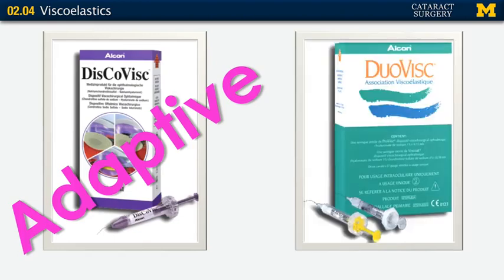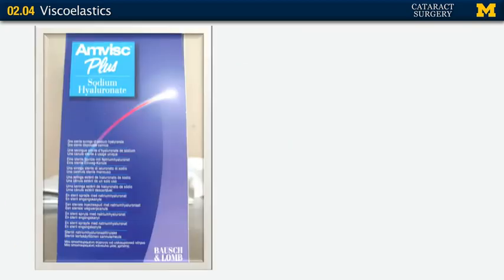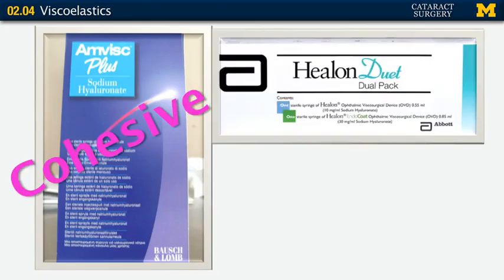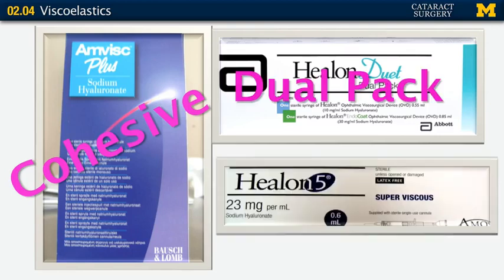And Duovisc, if you guessed dual pack, you're right on, because that's got your dispersive agent and your cohesive agent, and you don't have to have your staff open two separate boxes. And now on to Amvisc, cohesive or dispersive? If you said cohesive, you're right on. Now Helon Duet, this is harder because it's a newer product. However, if you look right here, it gives you the answer. It's Helon and Helon Indicoat. So it's a dual pack. If you said dual pack, you're right.